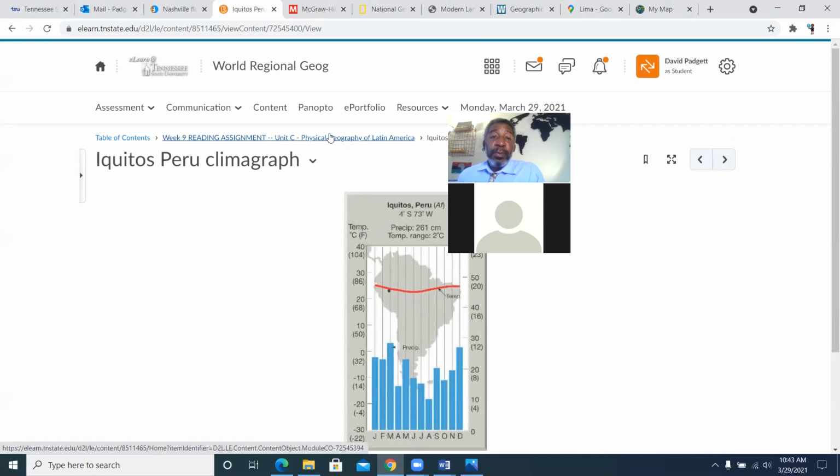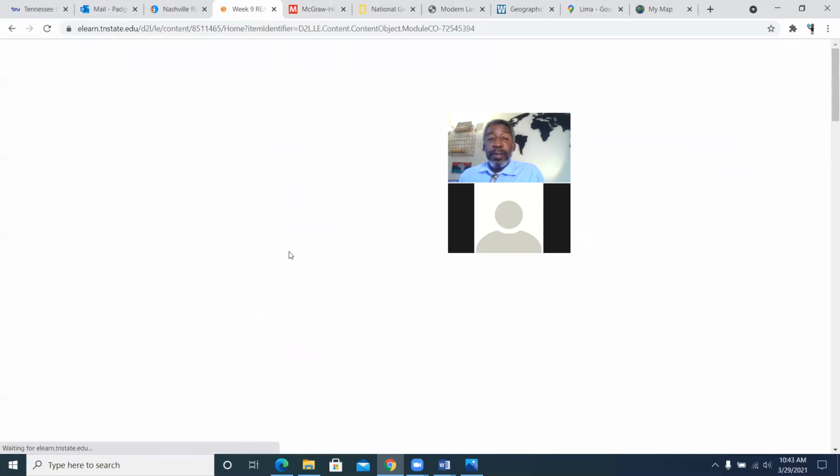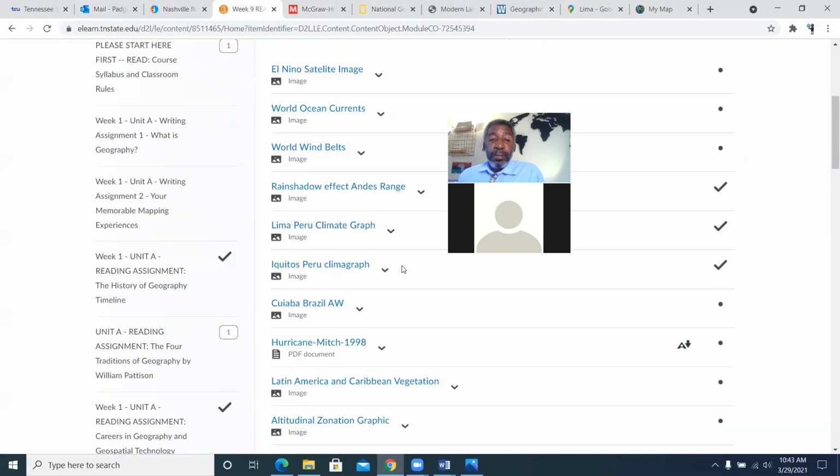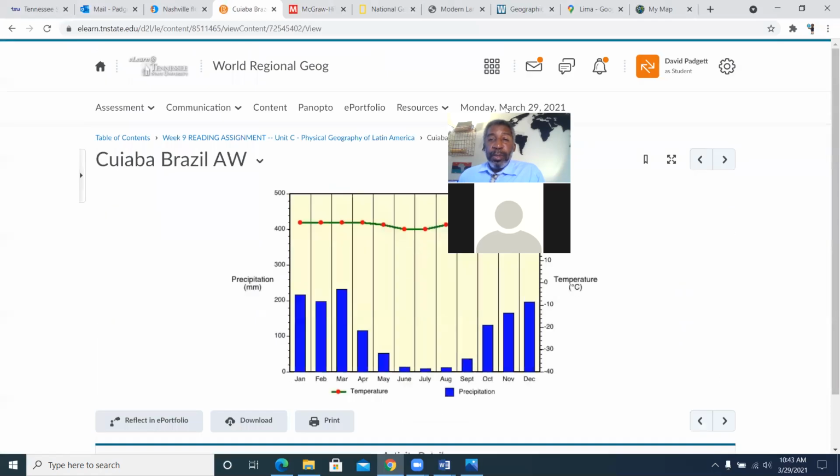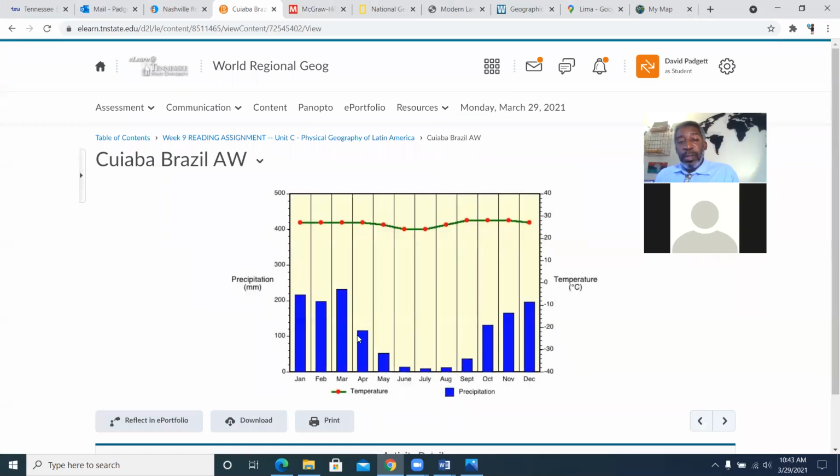And next, we will pick it up by looking at a seasonal climate graph in Cuiabá, Brazil. You can see the difference here. Lots of precipitation in the so-called winter months, but then in the summer months, almost nothing. So we'll start there next time.